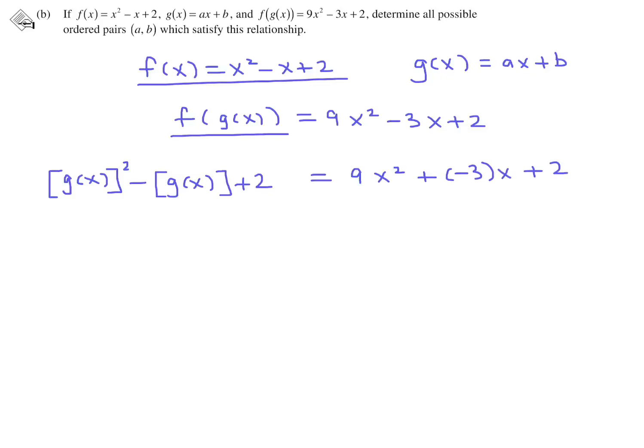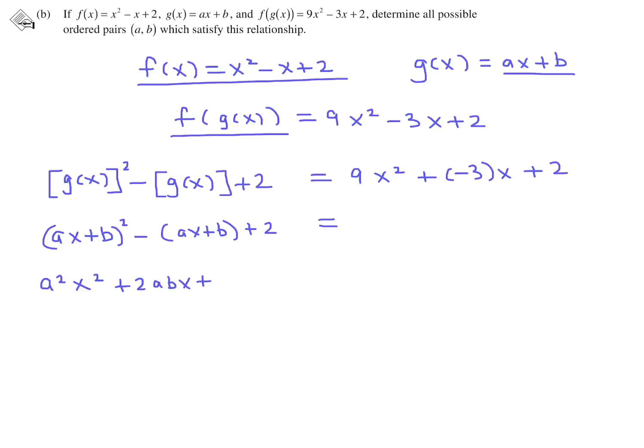Now, at this point, what do I do here? Well, g at x they give me is ax plus b, so I've got to put that in there: (ax plus b) all squared minus (ax plus b) plus 2 is equal to that. I don't need to keep writing it every single time, because this is going to probably be several steps. Okay, let's expand this. A squared x squared plus 2abx, plus b squared minus ax minus b plus 2.